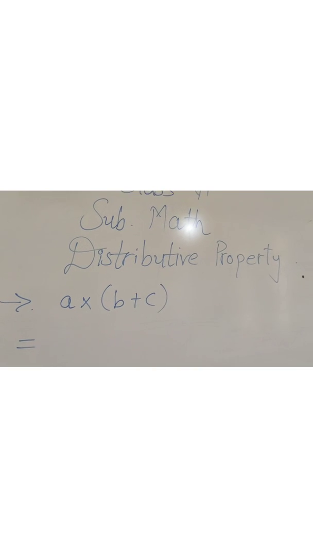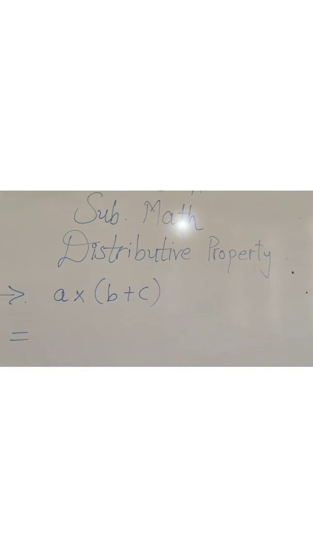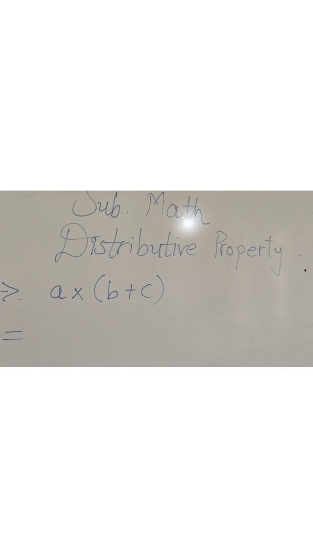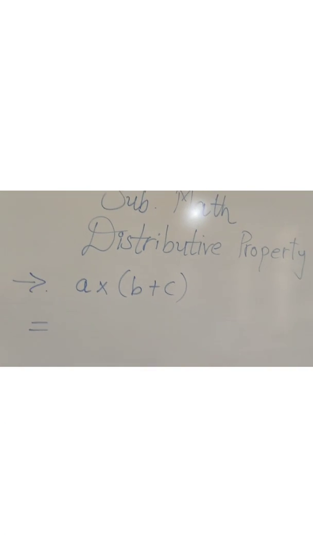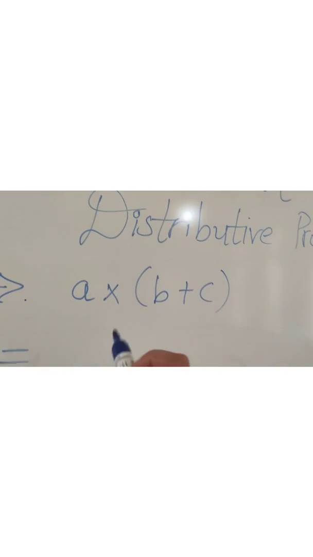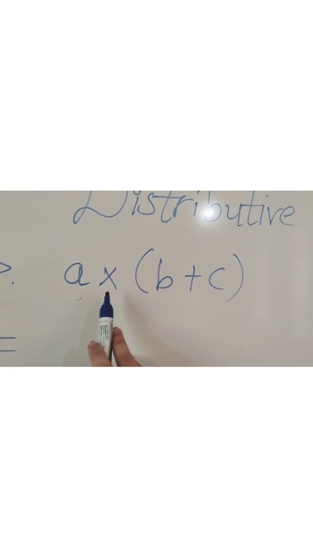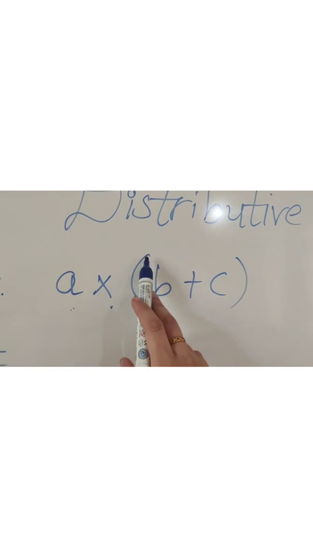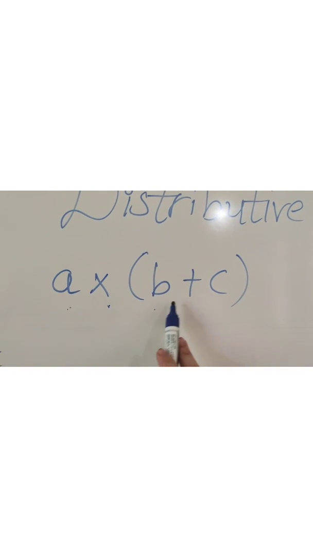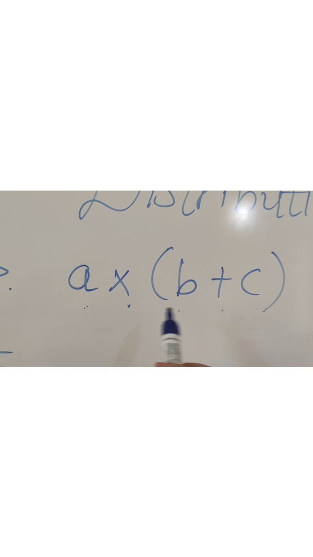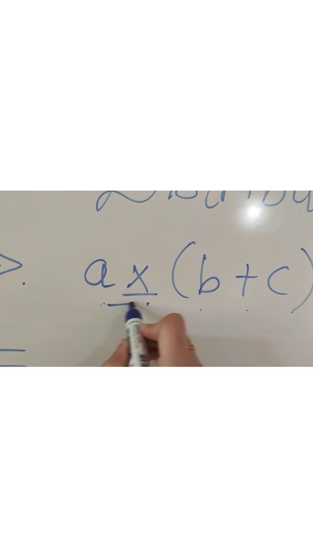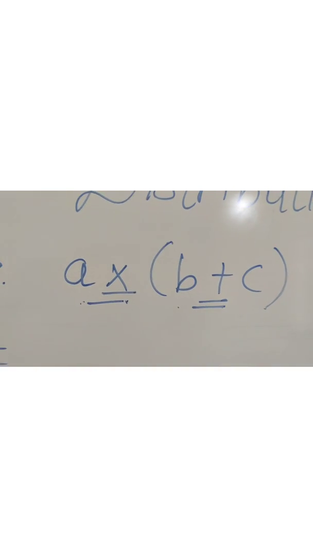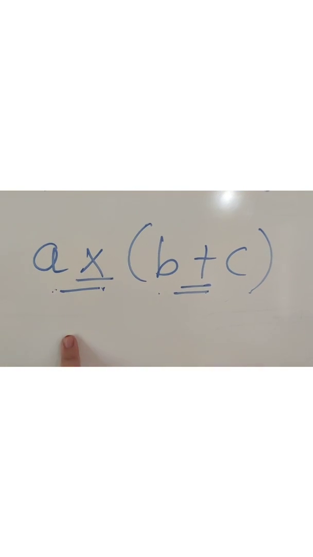Now today, we will see one more property, that is distributive property. Let's see how to solve this. Here you can see A multiplied by, in bracket, B plus C. Here you are having two operations, multiplication and addition.